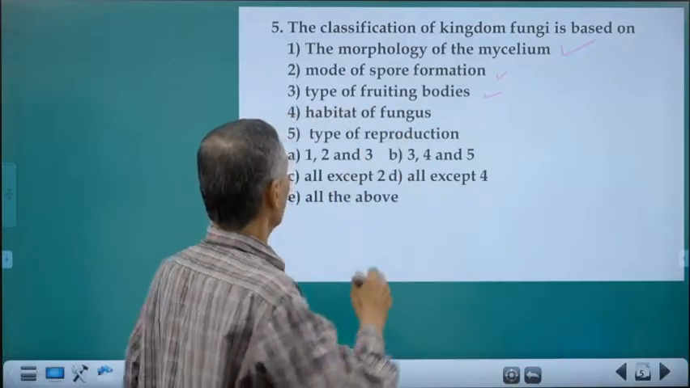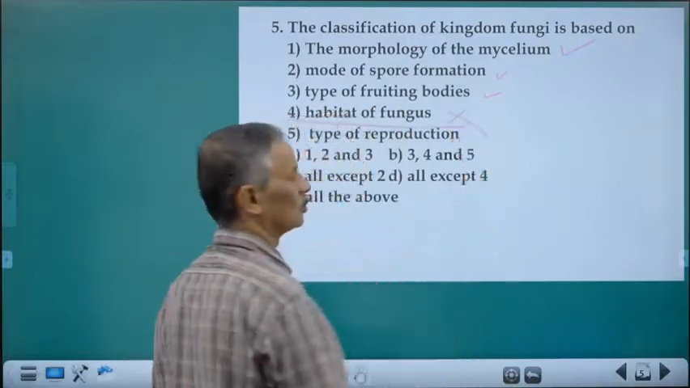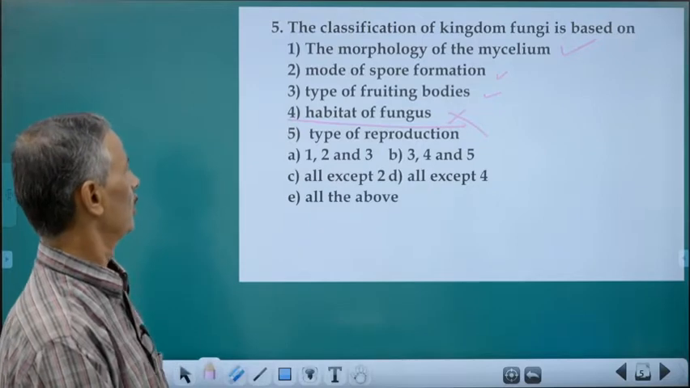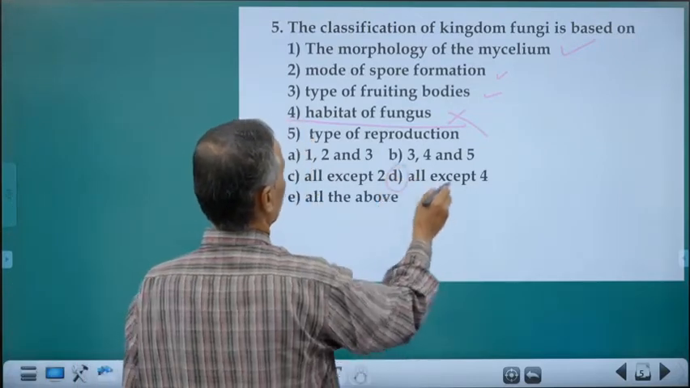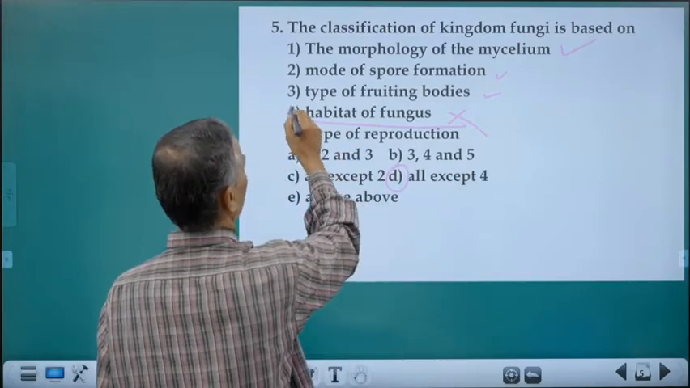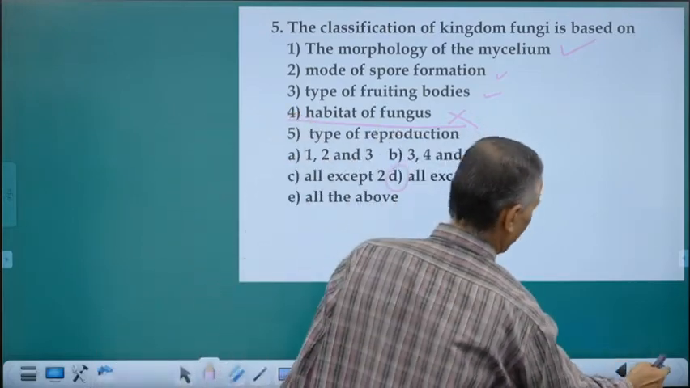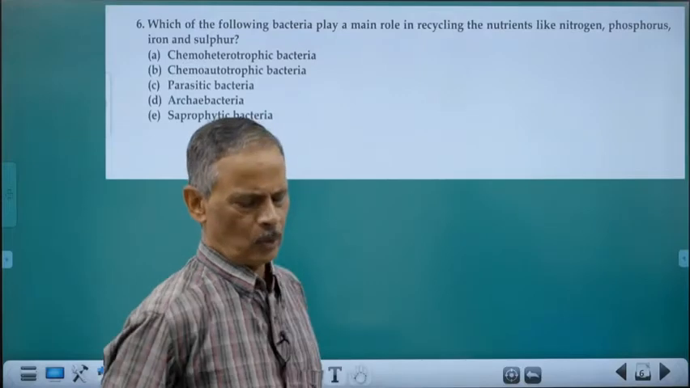So what about the habitat of the fungus? No, it is not at all taken into account. So all except for, okay, all except for this, this is not taken as a character feature. Okay, now question number 6.